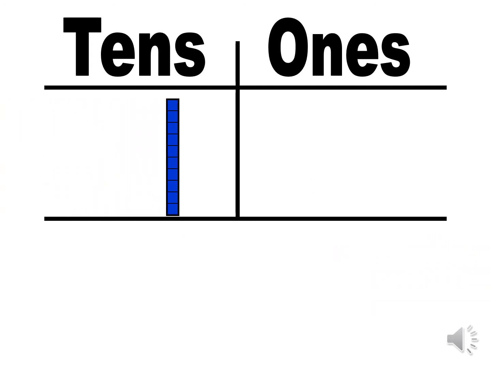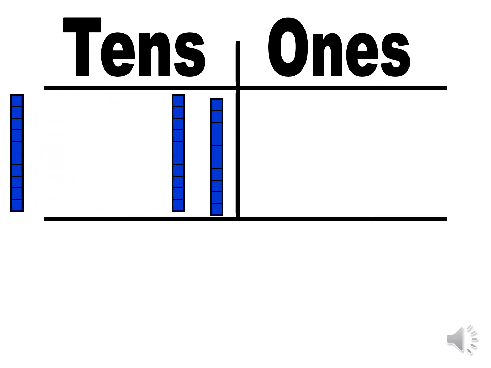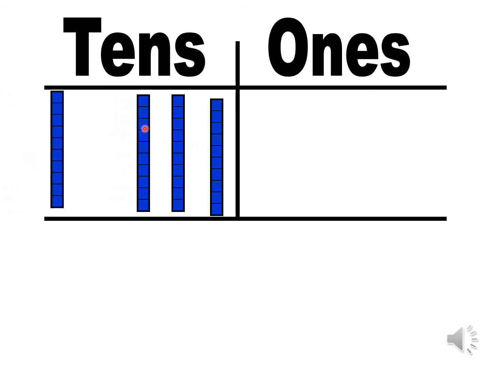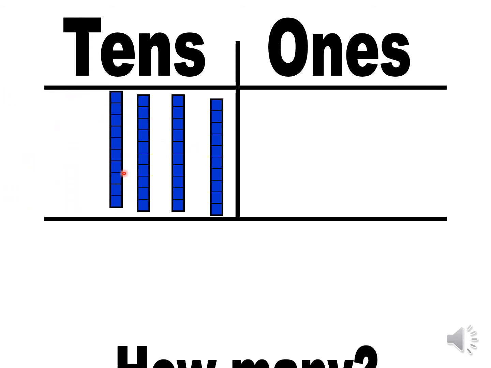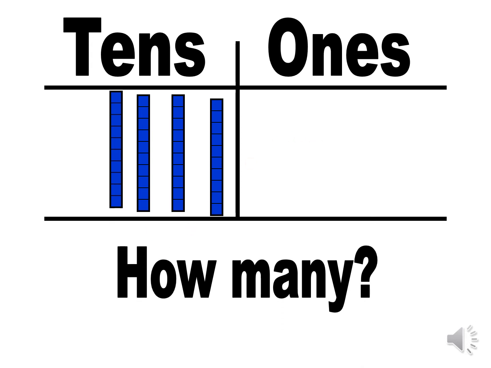How many tens do I have and how many ones do I have in this number? I have 1, 2, 3, 4. How many? 4 tens. How many ones? 0. So what number did I build? 40.